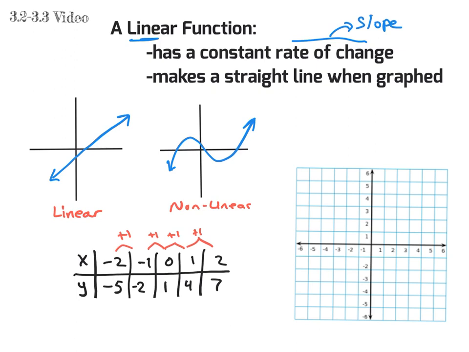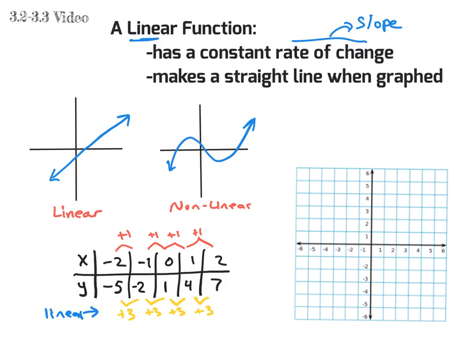So when we look at the y values, I start at -5 and it goes up to -2. That was a change of +3. Then from -2 to 1, that's also a change of +3. 1 to 4 is +3. 4 to 7 is +3. So, because that has a constant rate of change, we know that this is an example of a linear function. Okay, linear, because it goes up the same amount every time.